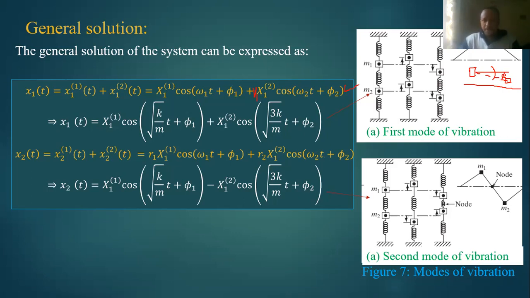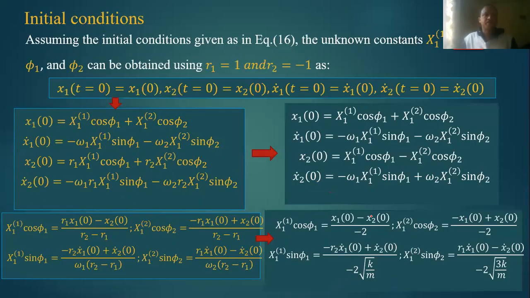In another, second case, the two masses are out of phase, 180 degrees out of phase. That means one is moving up, another one is moving down, and vice versa. So this is the mode shape for the second mode. Okay, so this is what we learned yesterday.